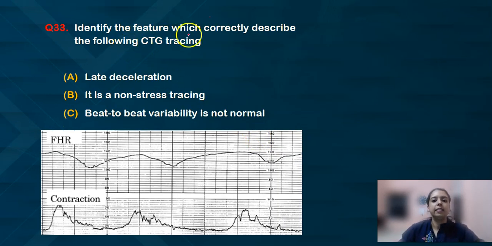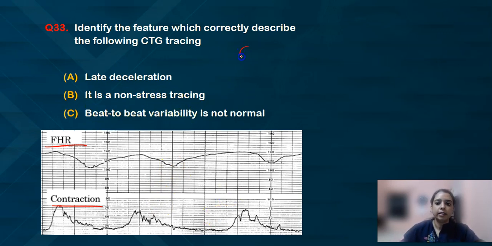Identify the feature which correctly describes the following CTG tracing. Now what we can see is fetal heart, we can see contraction. Is it a late deceleration? It looks like after contraction the deceleration is occurring. Good. It is a non-stress tracing.